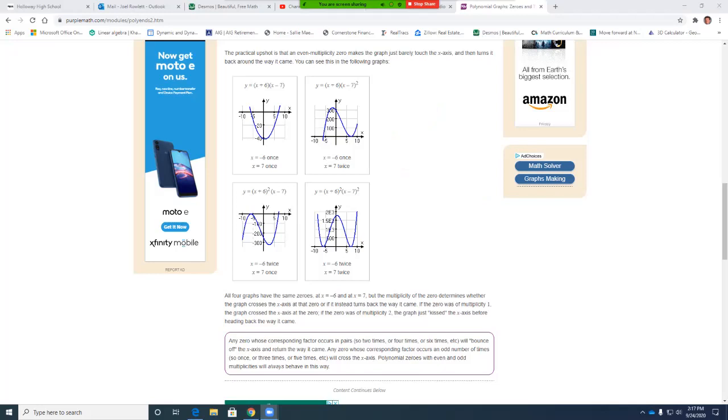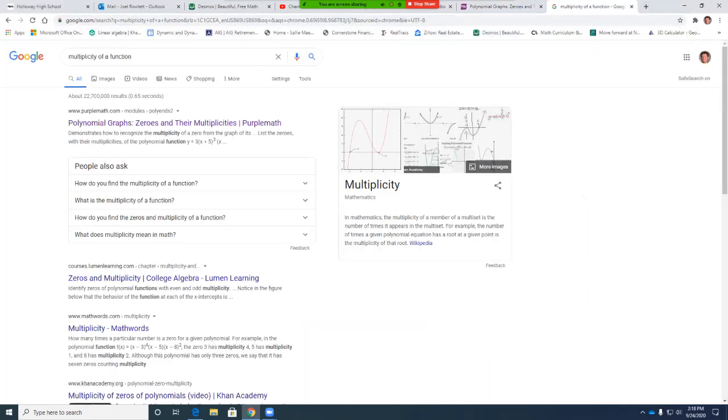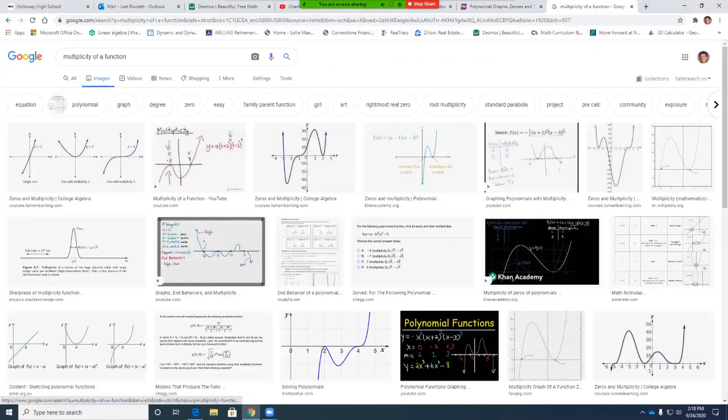And let's do a quick search here. I'm going to show you this because we have a wealth of information available to us online. And I'm just going to type in multiplicity of a function. And as you can see, a lot of examples pop up here. I'm going to look at images, and I'm just going to pick a few out and we'll talk about these. Let's look at this one here.